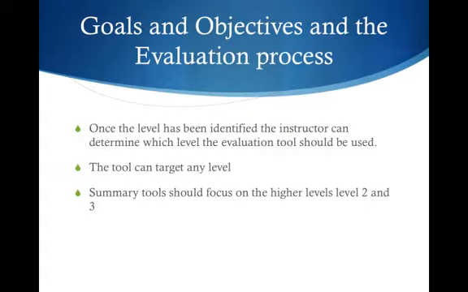Goals and objectives and the evaluation process. Once the level has been identified, the instructor can determine which level the evaluation tool should be used. The tool can target any level. You can look at level 1, and those were the levels that we just talked about earlier. Level 1, level 2, level 3: knowledge, application, or essentially mastery, or problem solving. Summary tools should focus on the higher levels, level 2 and level 3. Can they actually apply this? And if I threw them a curveball, would they be able to get past it?